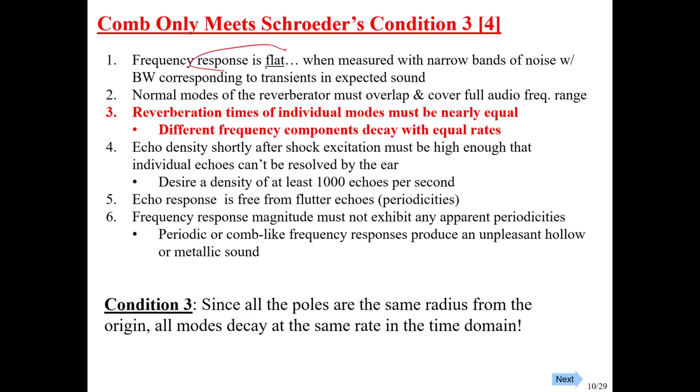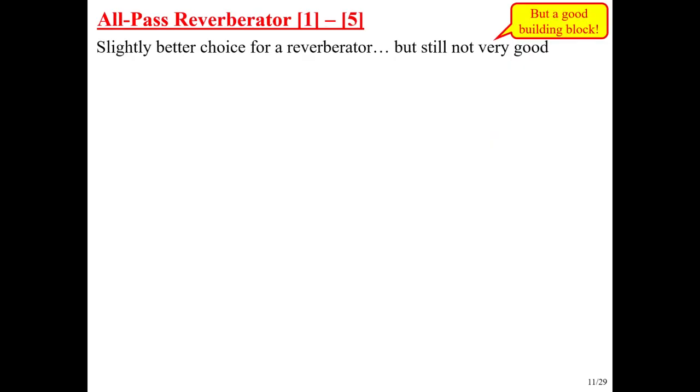Certainly not flat. We just saw that. The modes do not overlap. Very narrow peaks spaced quite widely apart. We saw that the echo density was not very good at all. We had flutters, right? All the echoes are spaced by exactly the same amount, and we saw that there were periodically repeated peaks in the frequency domain. So everything is bad except for 3, and 3 really is the easiest one to get.